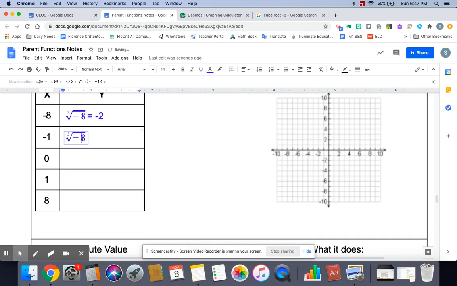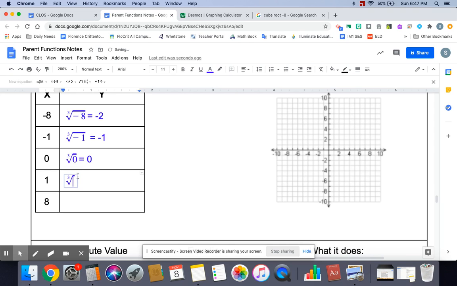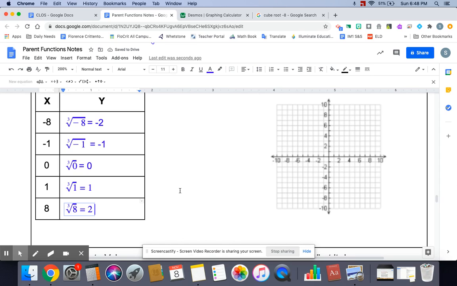The cubed root of -1 is -1. The cubed root of 0 equals 0. The cubed root of 1 is 1. And the cubed root of 8 is 2, because 2 times 2 times 2 is 8.